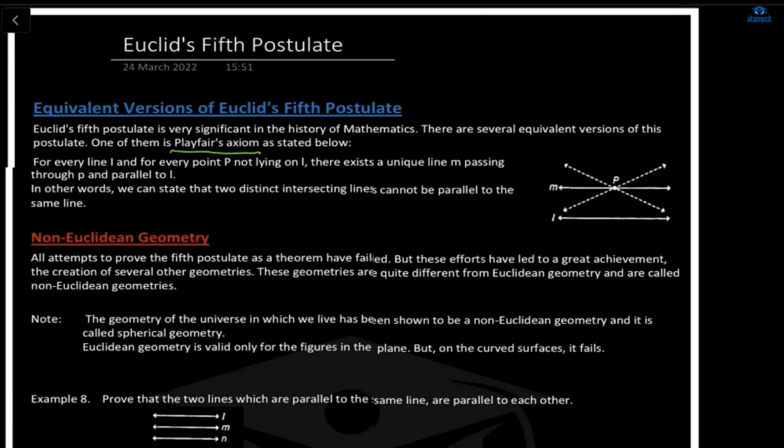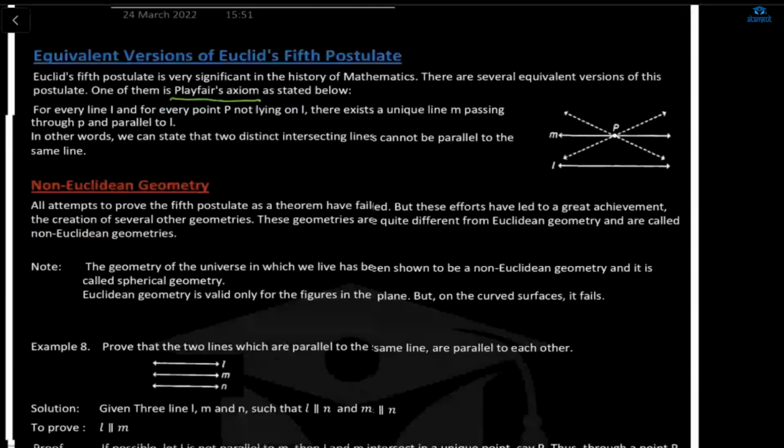Actually, it is trying to say that when two lines are parallel, they are never going to intersect each other. So you can say it like this also. It is written here. In other words, we can state that two distinct intersecting lines cannot be parallel to the same line. So if they are intersecting lines, they are not parallel to the same line. Understood? Yes, ma'am.